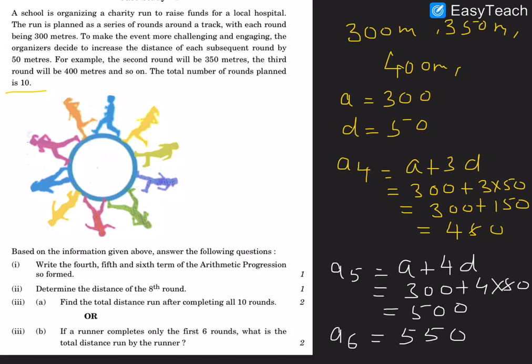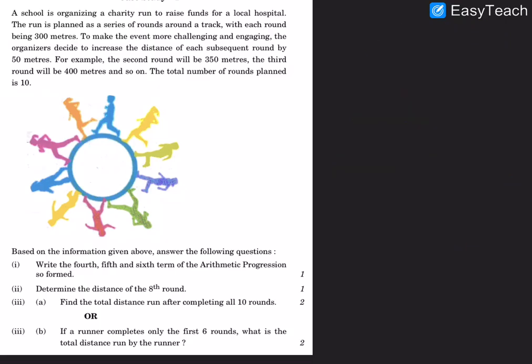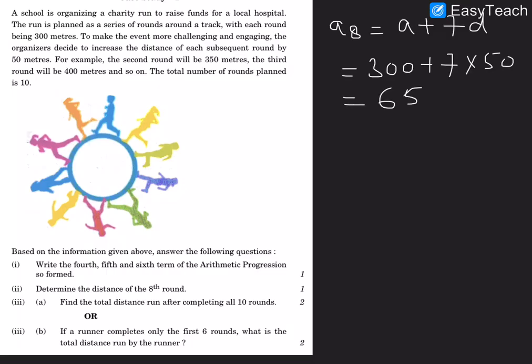Determine the distance of the 8th round. So you have to calculate the distance of the 8th round. That means you have to calculate a8. So a8 is a plus 7d. So 300 plus 7 into 50, which gives you 650.